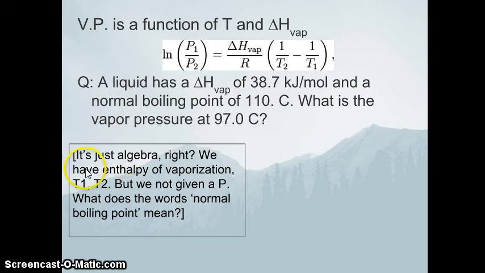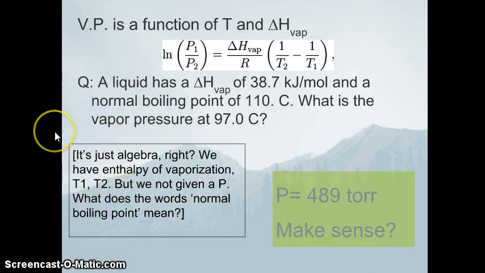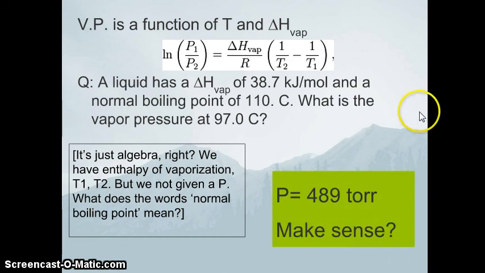So from there, it's just plugging and chugging, and if you go through and do the math, you calculate a pressure of 489 torr. Remember, 1 bar pressure is 750 torr. So this makes sense: if the normal boiling point is 110 degrees Celsius, that's 1 bar, that's 750 torr, and we would expect the vapor pressure at 97 to be less than that, and in fact it is.